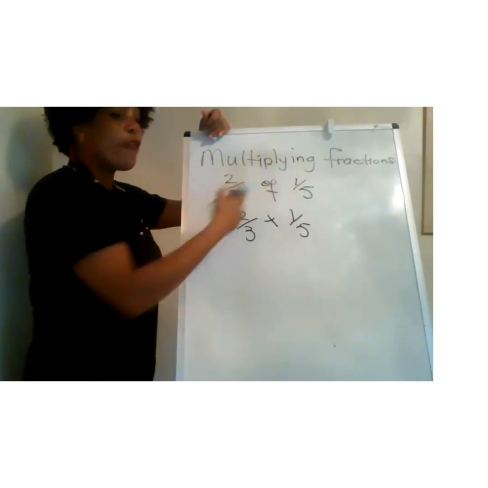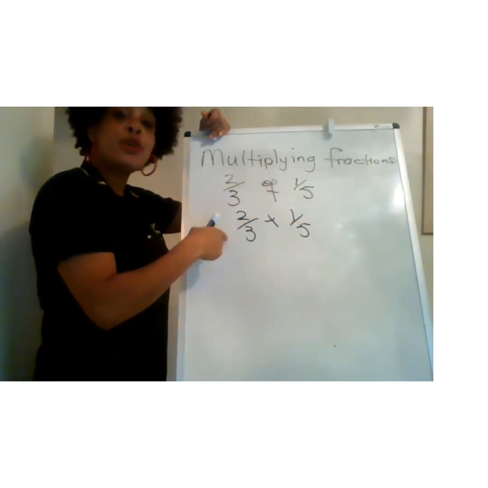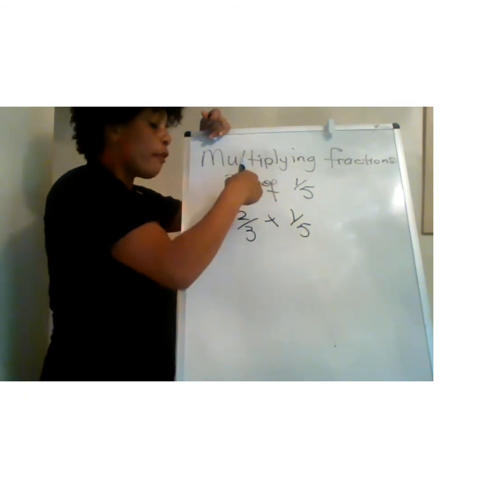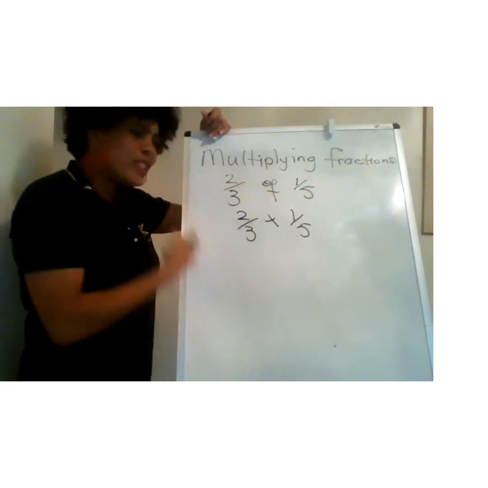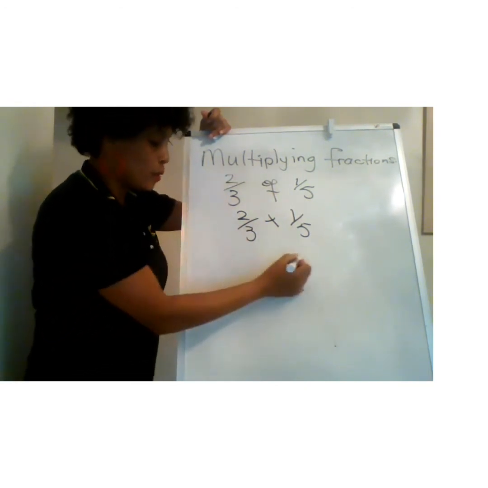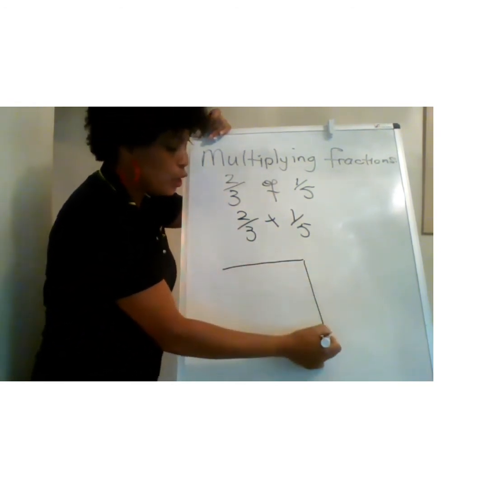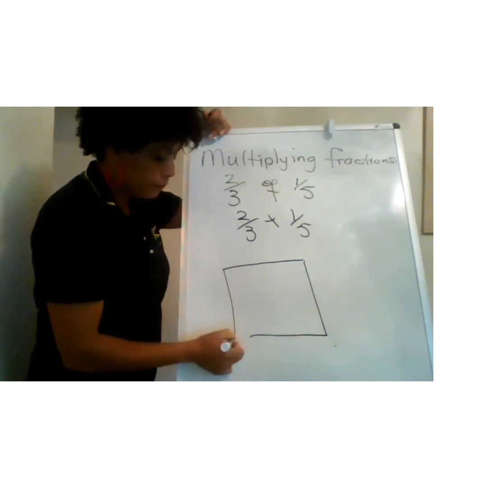So 2/3 of 1/5 is the same thing as saying 2/3 times 1/5. So "of" is replaced by the sign times. Now, what does that look like as a picture? So let's look. The first thing we're going to do is to find 1/5.